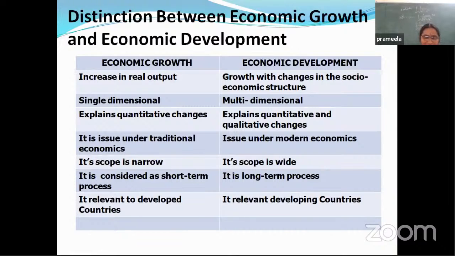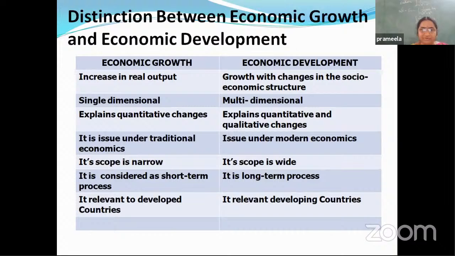Next, the second point: economic growth is a single-dimensional phenomenon. It deals only with changes in output, not with other things. But economic development is a multi-dimensional concept. That means along with the increase in output, the social, cultural, and technical aspects, all the things have to change, because it is a multi-dimensional one.